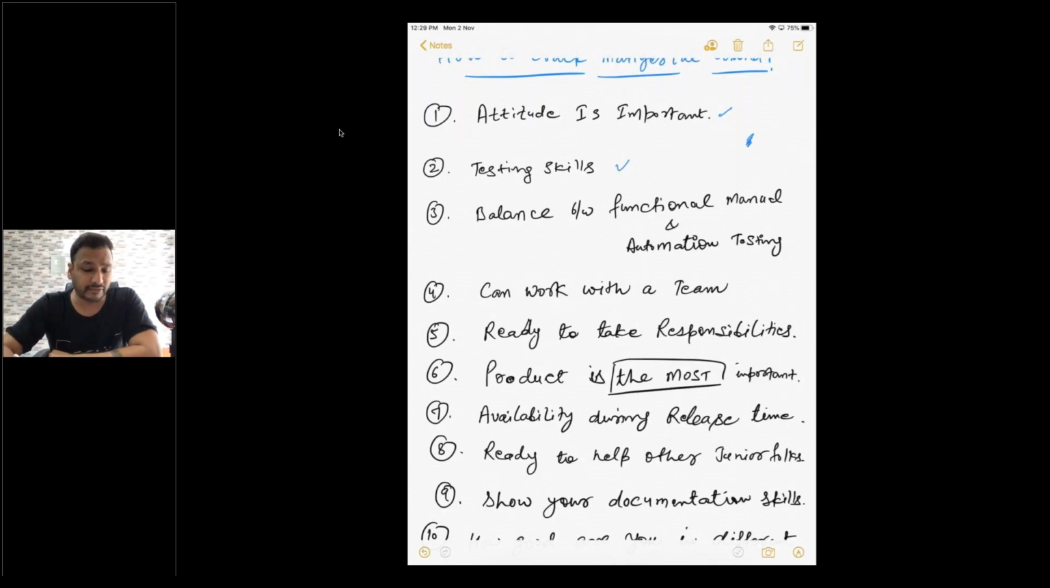Now the third thing, which is a very, very important thing, is the balance between functional manual testing and automation testing.